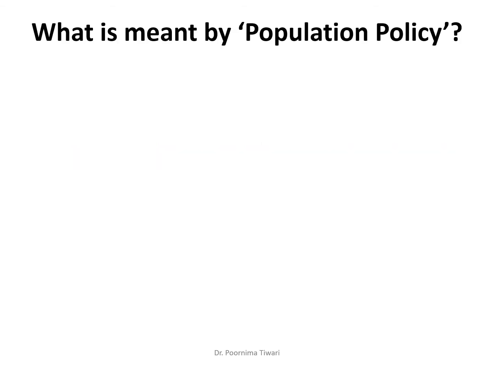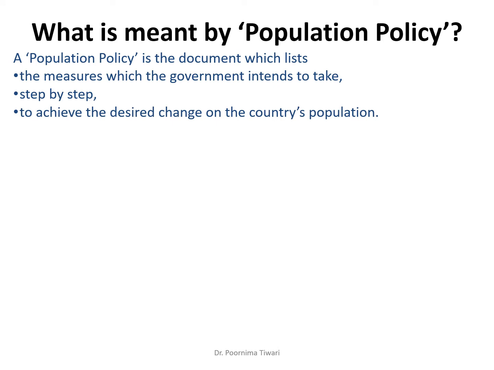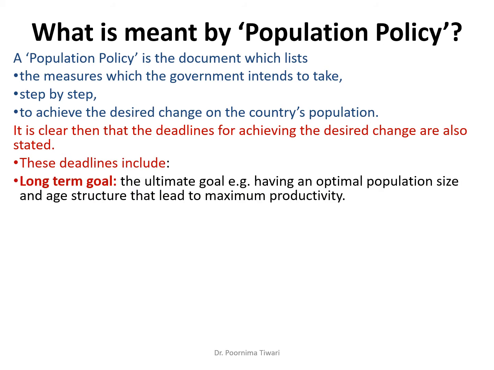First is, what is population policy? This policy is not any abstract term. A population policy is a document which has a list of the measures that the government intends to take in a step-wise manner to achieve the desired change in the country's population. So it's clear that if there is a step-wise timetable, then there are deadlines for each step. These deadlines have a long-term goal. That is the ultimate goal which we want to achieve using this population policy.